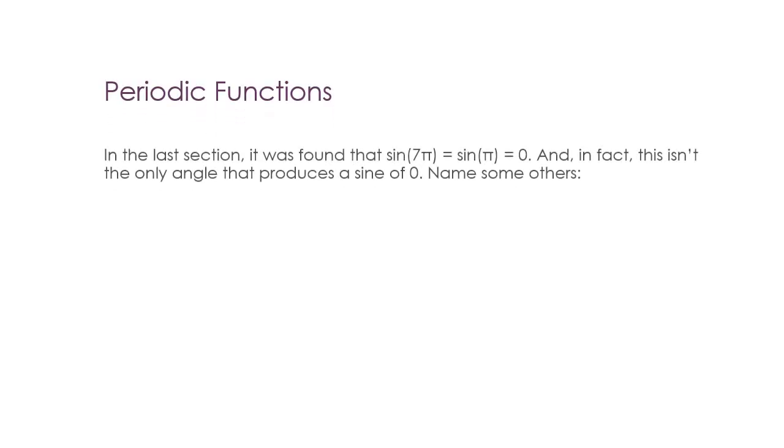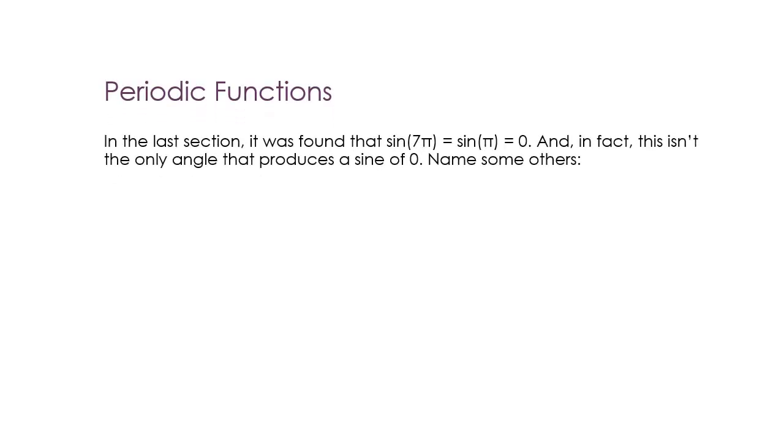So let's talk about what periodic functions are. In the last section, it was found that sine of 7 pi equaled sine of pi, which both were 0. Remember that when we had our circle, the sine of pi would put me right here at pi, which was 0, and 7 pi would be 1, 2, 3, 4, 5, 6, 7, so it puts us right in that same position. And in fact, this isn't the only angle that produces the sine of 0.